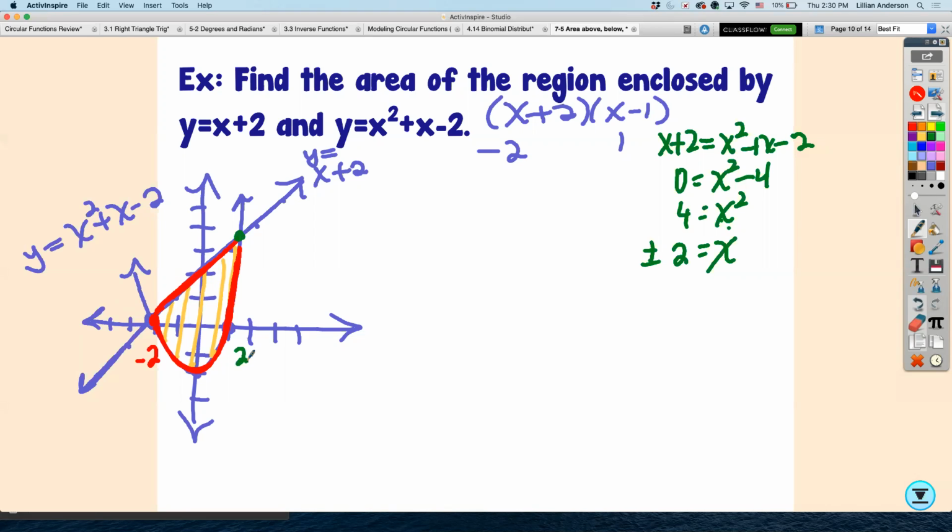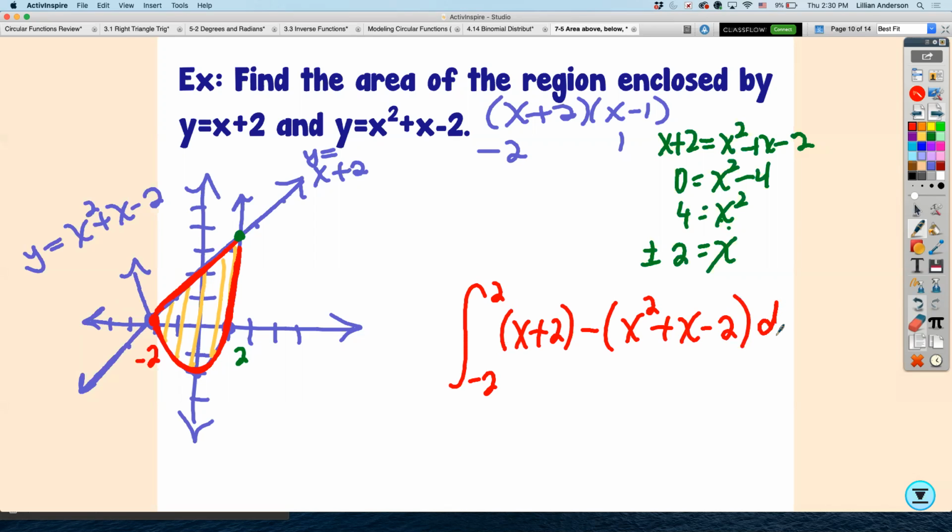Okay, think about this for a second. So the integral from -2 to 2, I do the top curve minus the bottom curve. Top curve is x plus 2. I need to minus the bottom curve, x squared plus x minus 2. And then you can split it up.